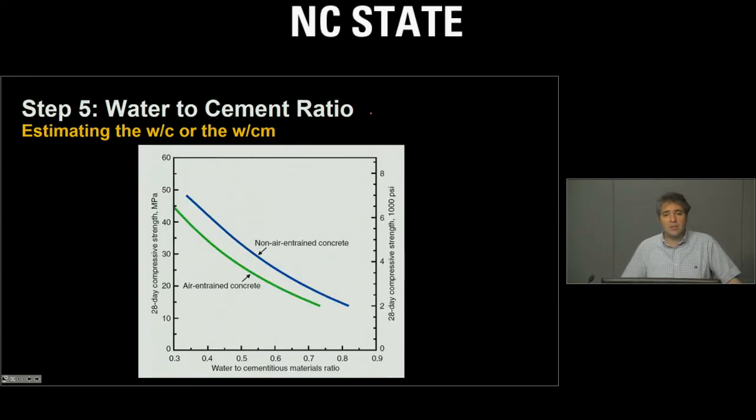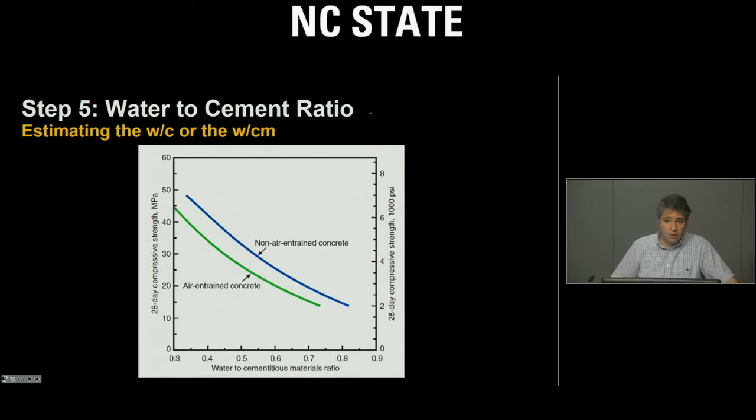On the x-axis, you see the water to cementitious material ratio. You can for now consider this as a water to cement ratio. On the y-axis, on the left, you see 28-day compressive strength in megapascal. On the y-axis, on the right, you see the 28-day compressive strength basically in KSI or 1000 PSI.